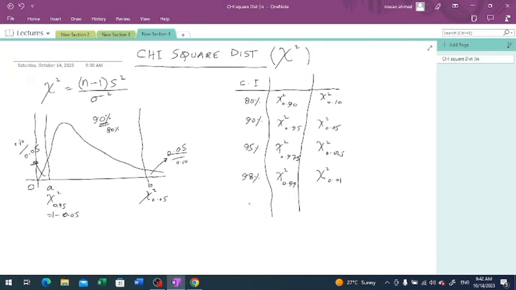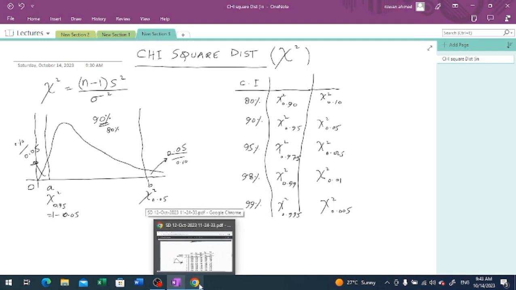Similarly, for 99%, we know that the remaining 1% should be allocated to both the tail end zones as 0.005 each. So over here, we indicate the subscript of 0.005, and 1 minus 0.005 would give us 0.995. So this is how we can determine the values. And now we can go and see the chi-square table.